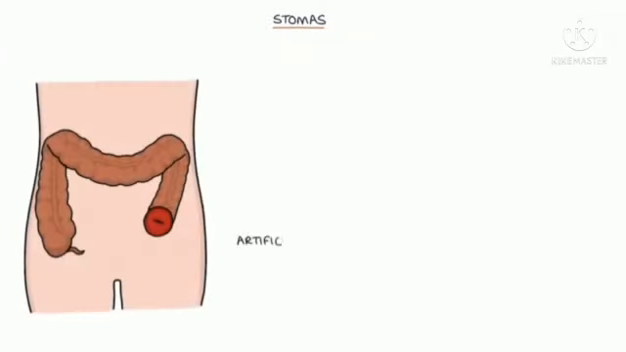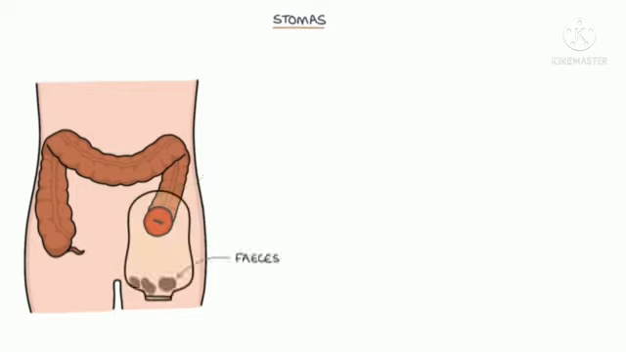Stomas are artificial openings of a hollow organ, for example, the bowel. The bowel or urinary system is artificially opened onto the surface of the abdomen, allowing feces or urine to drain, and this allows it to bypass the distal portions of the bowel or the urinary tract. A specially adapted bag called a stoma bag is fitted around the stoma on the abdomen to collect the waste products and is emptied as required.